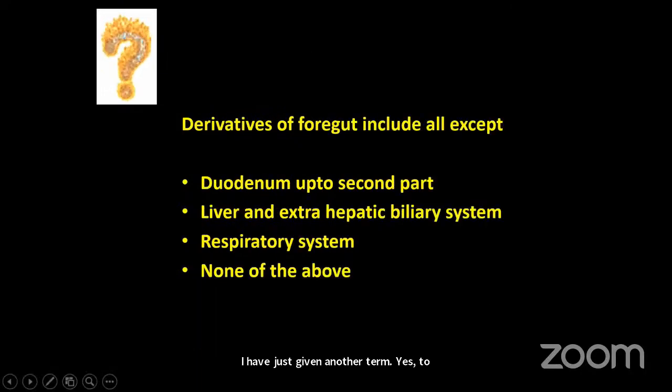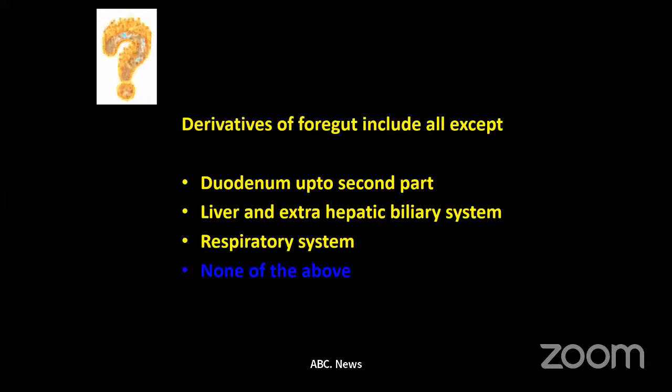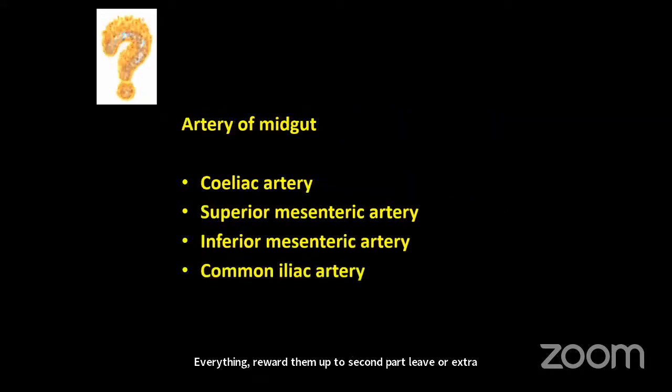Derivatives of foregut include all except: duodenum up to second part, liver and extrahepatic biliary apparatus, respiratory system. Except which, is not derived from foregut? A, B, C, D. Everything, duodenum up to second part, liver, extrahepatic, respiratory, they are all derived from the foregut. Artery of midgut.